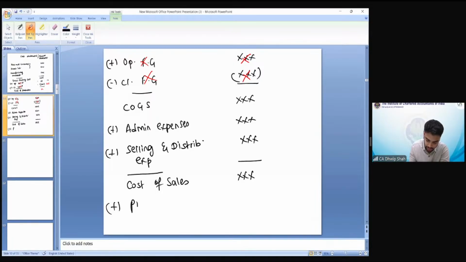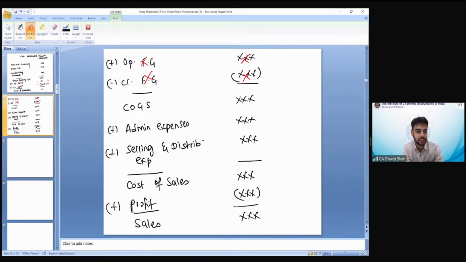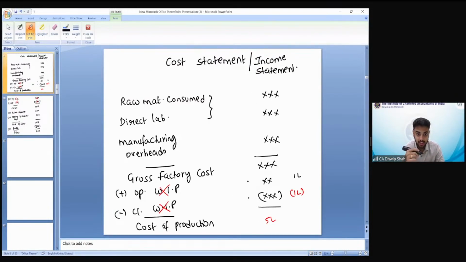We add profit to it, and I get the sales figure. This is the format of the cost statement as far as estimation of working capital is concerned. So can I say the crucial part is this: your gross factory cost is equal to your cost of production is equal to your COGS, unless otherwise specified. Why? Because activities accrue evenly throughout the year. So at any given point in time, if you come to my factory or my godown, the stock value would be the same.